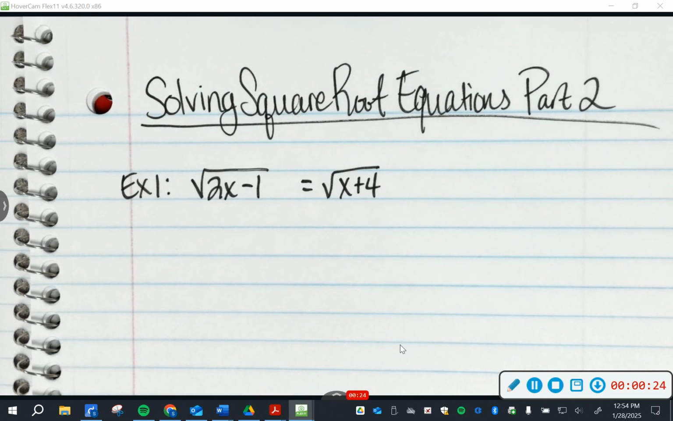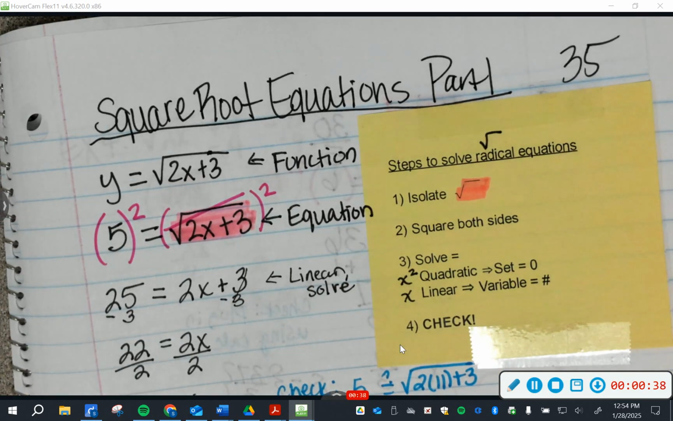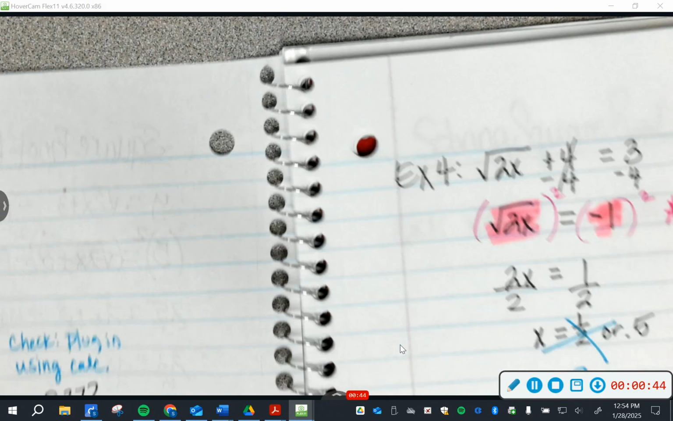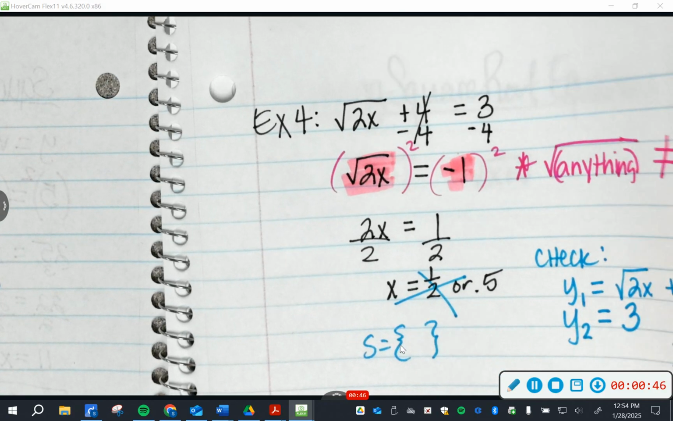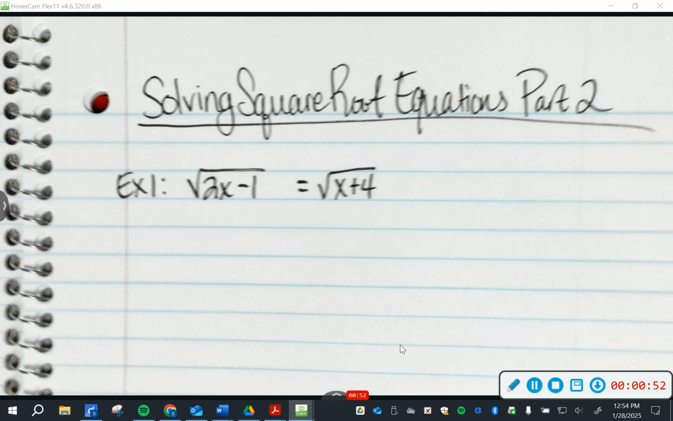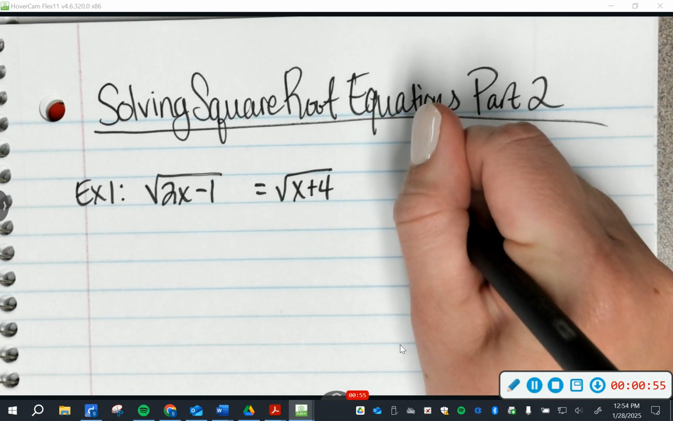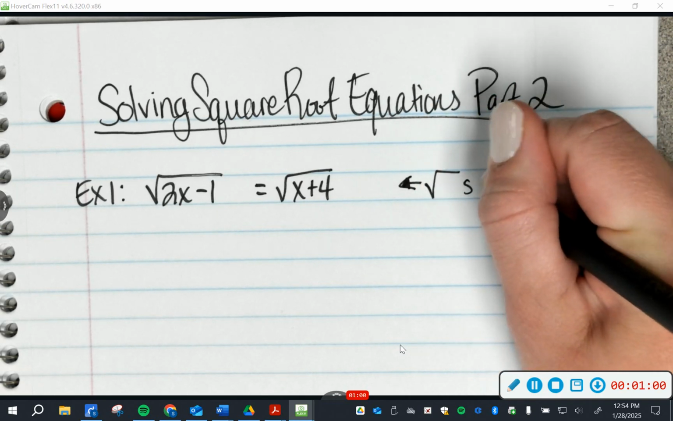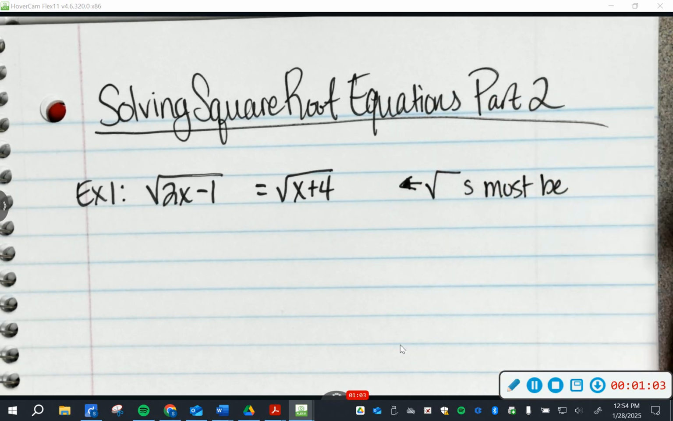Okay, did anybody notice what's different about this one than the ones we did yesterday? How is this one different from the ones from yesterday? How many square roots are there? There's 2, right? Okay, so we can have multiple square roots, but here's the thing. They have to live on opposite sides of the equal sign, okay? So square roots must be separate. Square roots must be separate.